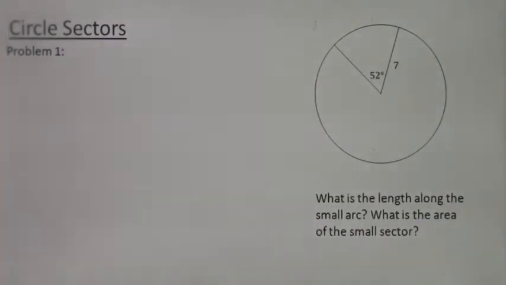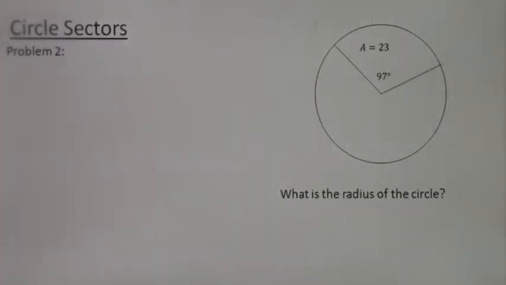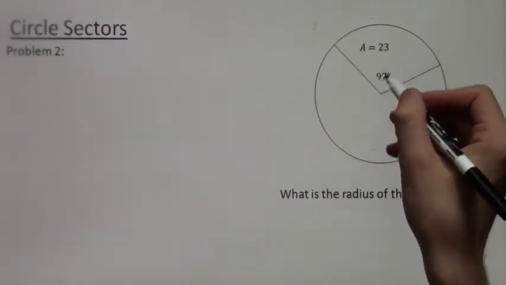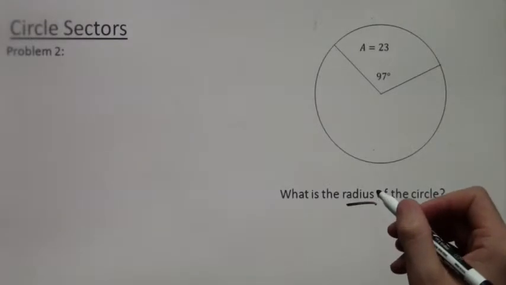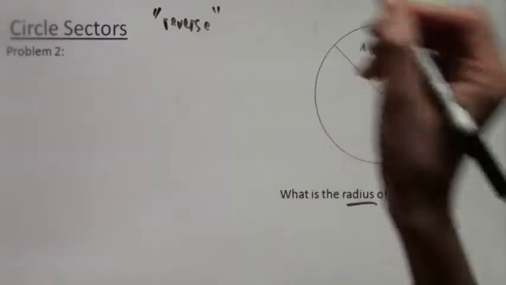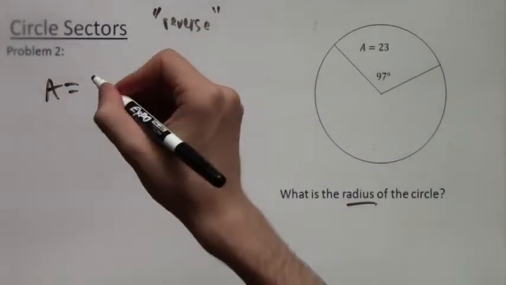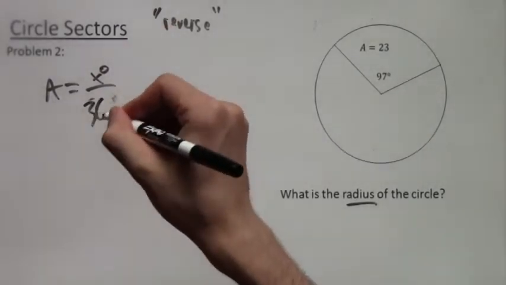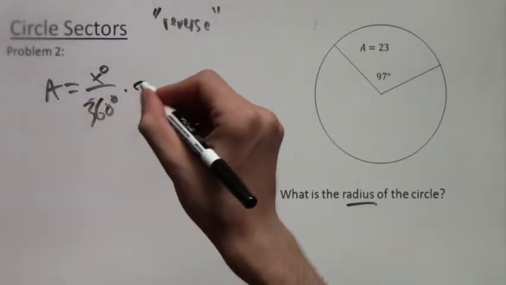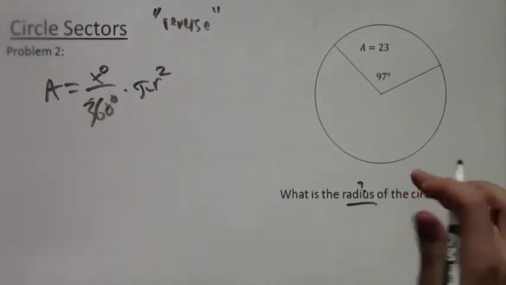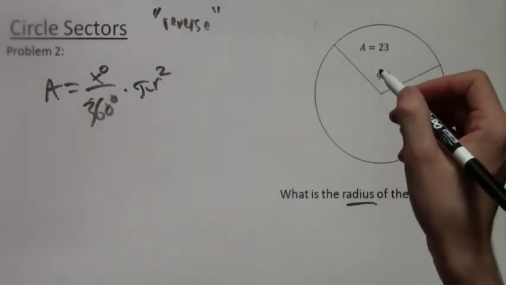All right, on to the next problem. What is the radius of the circle? And we're given, up here it's labeled, area is equal to 23, and the angle is 97 degrees. So this time we're doing a sort of reverse problem. Usually you'd be given the radius and you'd be asked for the area, but this time it's the opposite. So we plug in the formula, A equals x degrees over 360 degrees times pi r squared. And the formula we're using is still the same, but this time, instead of getting the area, we're going to have to solve for the radius.